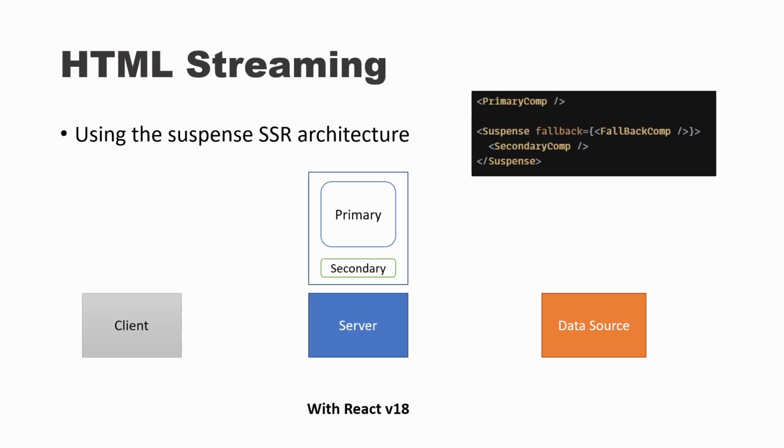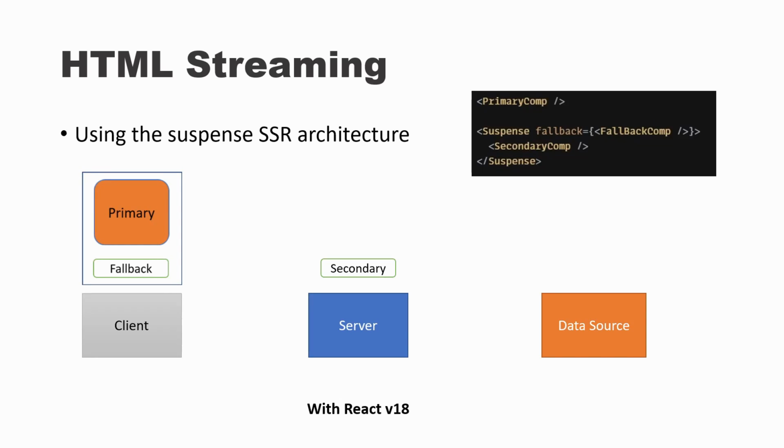So basically, the server still contacts the data source to fetch the data, and sometimes you have a component that takes longer to fetch the data. And usually the server has to wait for that to send HTML to the client. But with the Suspense SSR architecture, the server doesn't actually need to wait for all the components to get the data to be able to send HTML to the client.